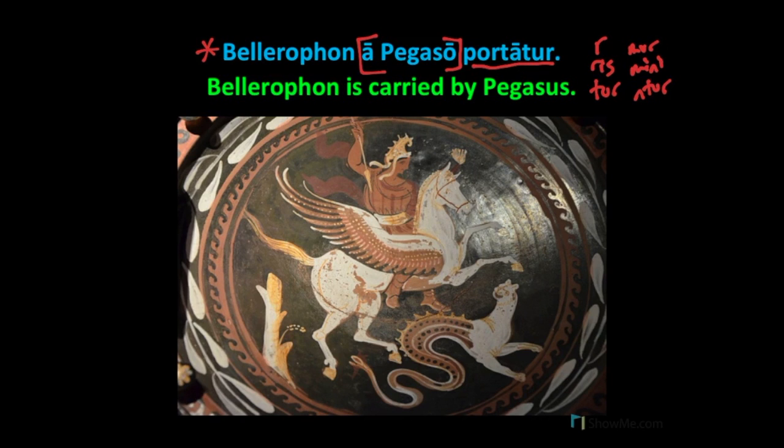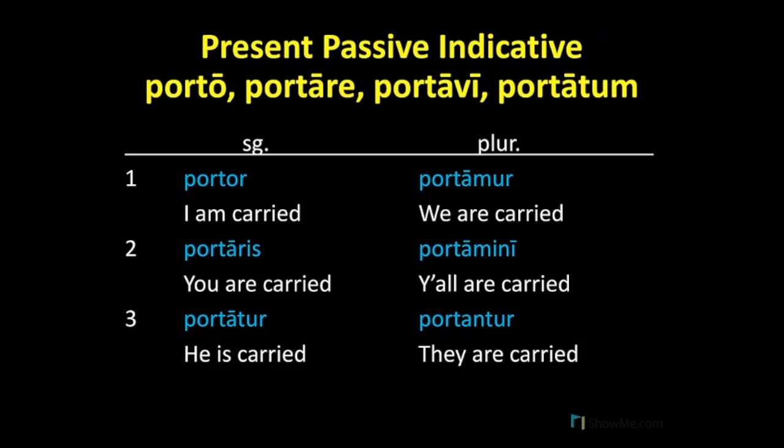the action. Now, here is the full chart to show the verb porto portare in the present tense passive voice. We're using the present stem from the second principal part, and the passive voice endings are r, ris, tur, mur, mini, entur. So these are the forms of the passive voice in the present tense. Now let's turn our attention to the perfect tense.